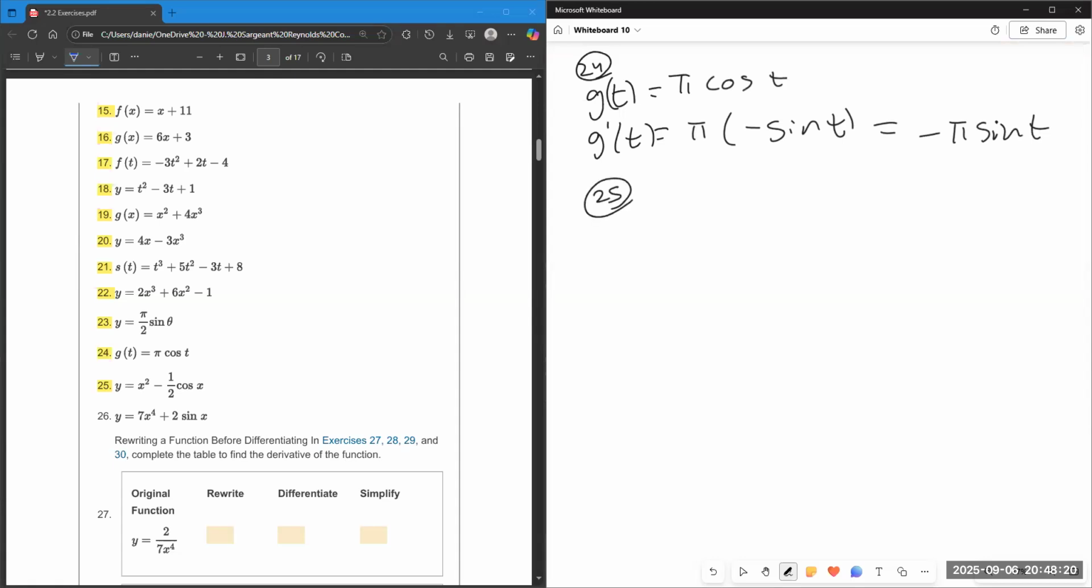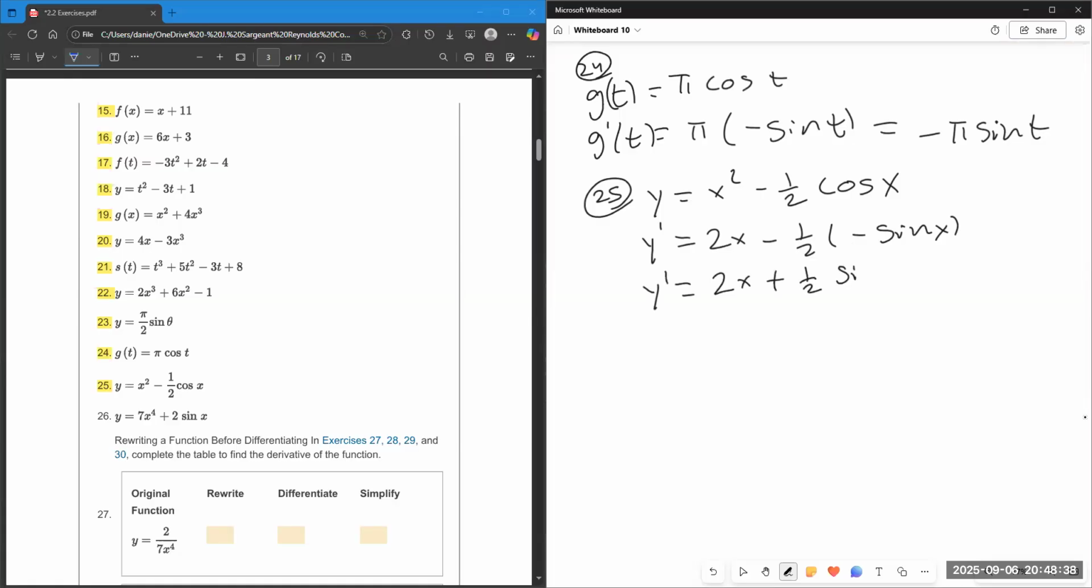25. y equals x squared minus 1/2 cosine of x. y prime is 2x minus 1/2 times negative sine x. So y prime is 2x plus 1/2 sine x. This negative times that negative is a positive.